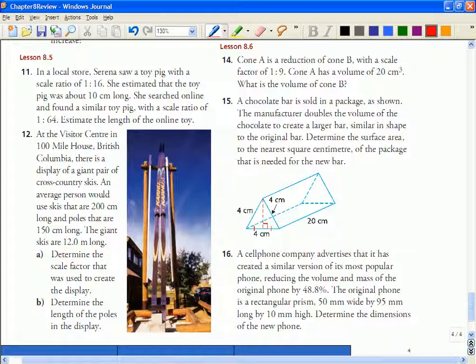Remember, this unit 8.6 was asking you about those relationships with like area squared, volumes cubed. So see if you can do it without having to actually calculate all the necessary pieces there. See if you can use the scale factor squared or cubed. Okay, I believe that clock is a little slow, so we might get cut off here. I just remembered that it's a little bit slow. It says the manufacturer doubles the volume of the chocolate to create a similar bar, and then it says determine the surface area that is needed for the new bar.